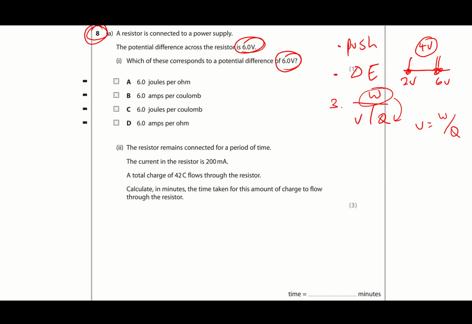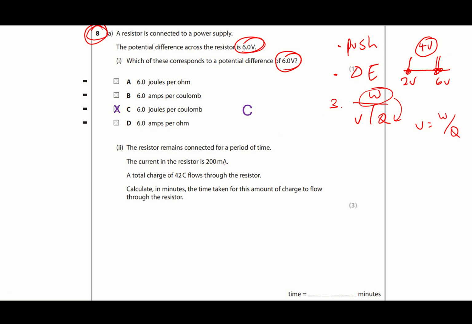So I'm after something here where I've got energy and per unit of charge. Well, we know charge is coulombs and work is energy, joules. So I'm after joules, W, per coulomb. So joules per ohm, no. Amps per coulomb, no. Joules per coulomb, perfect. C. Done.